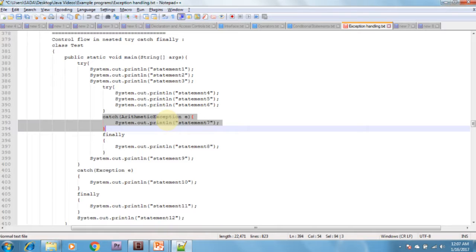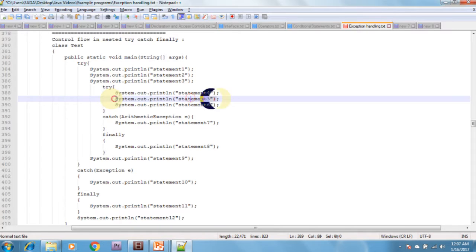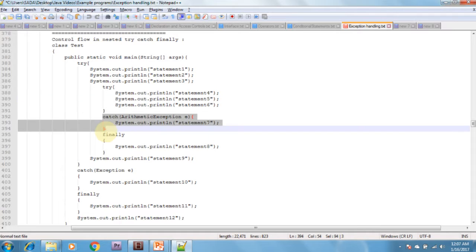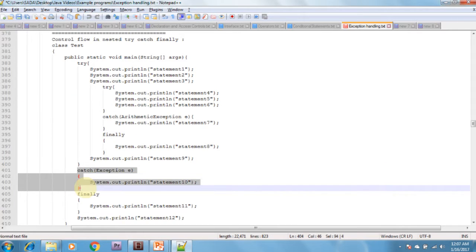Case number 5. If an exception is raised at statement 5 and both inner and outer catch blocks are not matched, then it is the abnormal termination of the program.